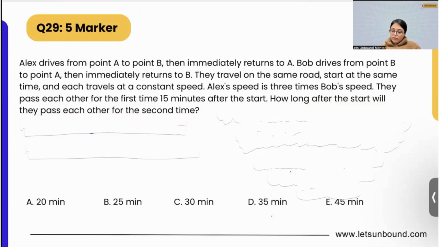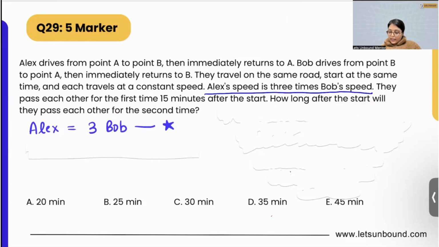So let's start with a few things. First important information from the question is that Alex's speed is 3 times Bob's speed. Very important information, so I've marked it as a star information. Second, they pass each other for the first time 15 minutes after the start. So they met each other after 15 minutes for the first time.